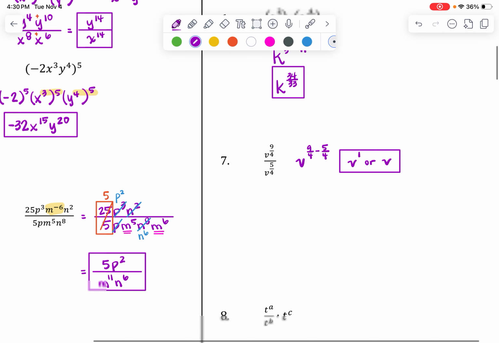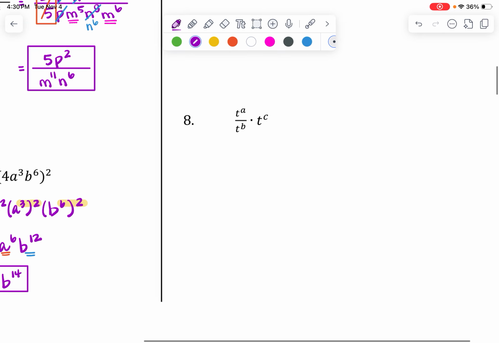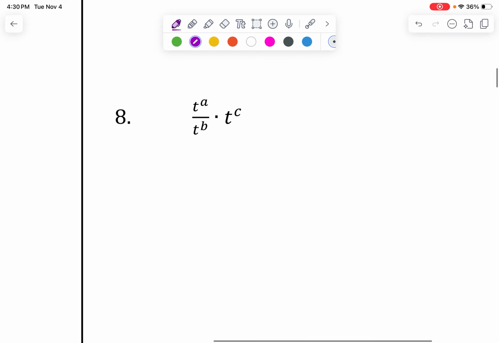Okay. All right, number 8. This one's kind of weird. They all have like bases, but all of our exponents are letters instead of numbers. I find this one to be odd, but that's okay. We're just going to use our exponent rules. The first thing I want to point out is that this guy's a fraction and this guy isn't. Well, I always like to make everybody matchy. So I'm going to make this guy a fraction by putting him over 1.